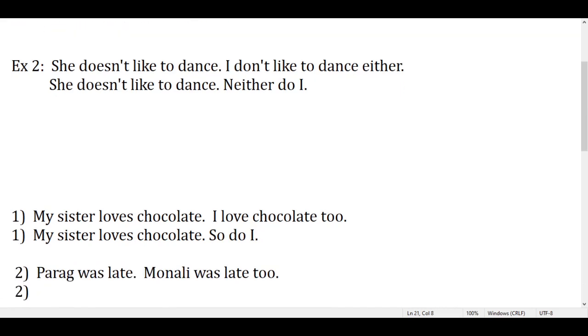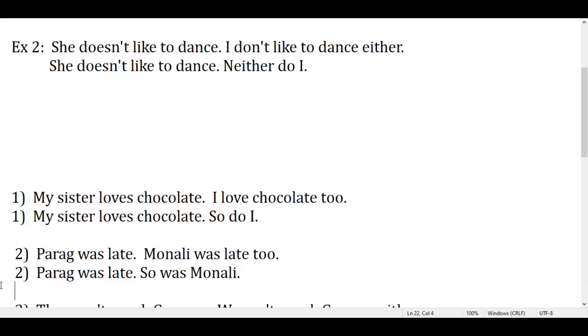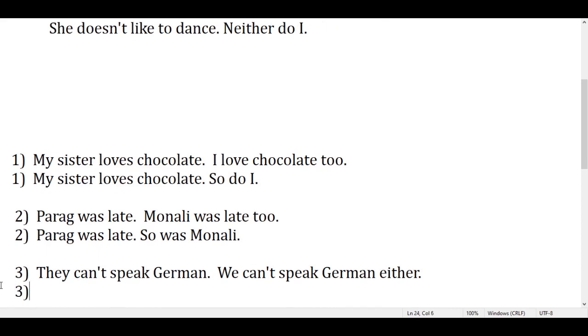Second one. Parag was late. Very bad. Parag was late. Monali was late too. Very suspicious, both of them late together. Anyway, Parag was late. Now, what do you want to say? Even Monali, is it not? Monali also was late. So was Monali. I'm sure you got 2 out of 2 and you're perfectly now getting the hang of it. So, I'm hopeful that you'll end up with 10 out of 10.